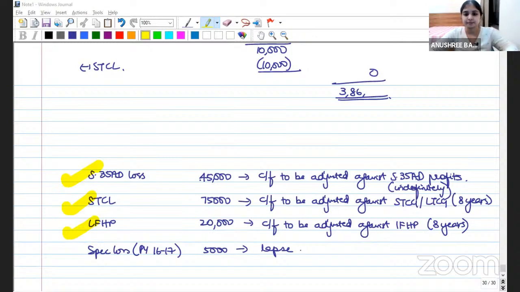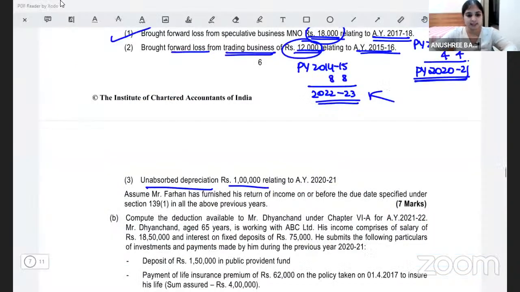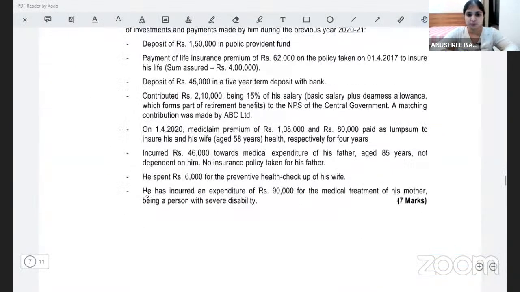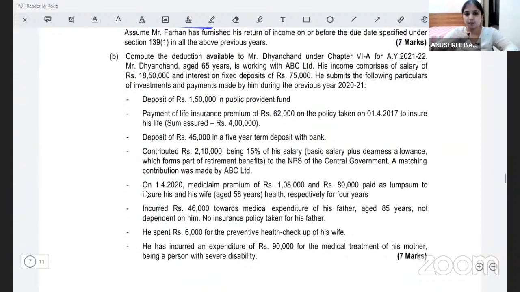All right. We have one more question. Subdivision B. This is a very simple question. It is just talking about Chapter 6A deductions. Here, maybe some complication may be relating to 80CCD, but if you know the section, it will be easy. Compute deduction available to Mr. Dhyan Chand under Chapter 6A for assessment year 21-22.